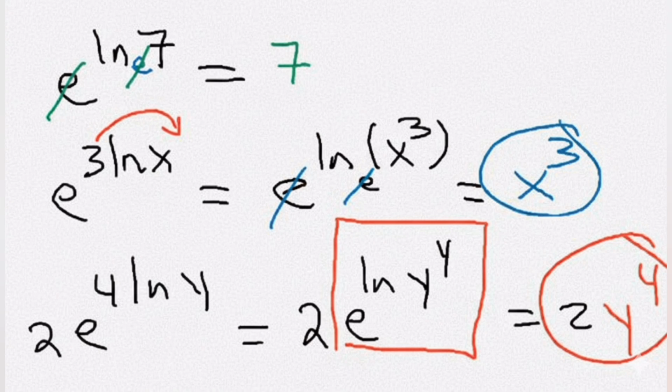So what we are going to do is we take back the coefficient as the power of the logarithm argument. So we have e raised to the power ln x cubed, and definitely our answer is the same thing as x raised to the power 3.